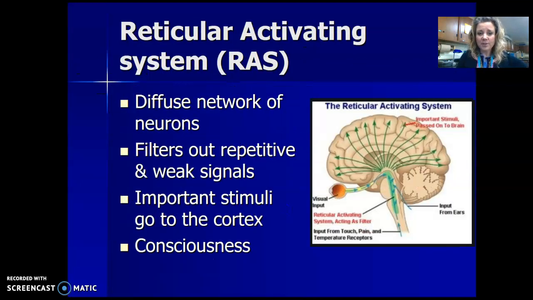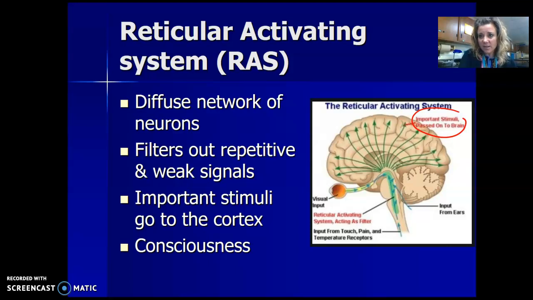The last portion that I wanted to talk about once again, because we did talk about this when we talked about the cerebrum, is the reticular activating system, or the RAS. The RAS is a diffuse network of neurons that is largely responsible for consciousness. It's also going to be a filter for sensory information. So it's going to filter out or allow you to ignore weak signals or repetitive signals, and it's going to ensure that only the really important stimuli make it up to the cortex of the brain.